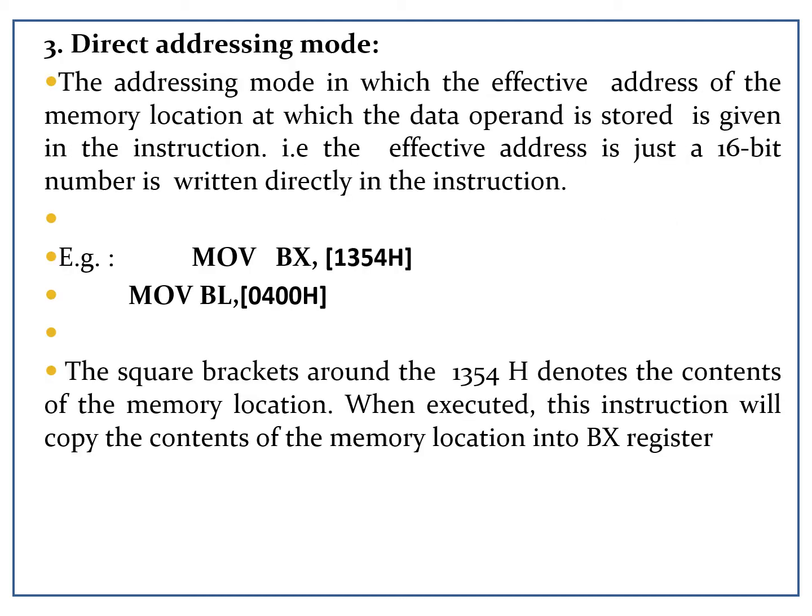Next is direct addressing mode. In direct addressing mode, the effective address of the memory location at which the data operand is stored is given in the instruction. That means at the source side, a memory location is given. Example, MOV BX, [1354H]. The square bracket indicates that it is a memory location. The content of that memory location is shifted to the BX register, which is 16-bit.